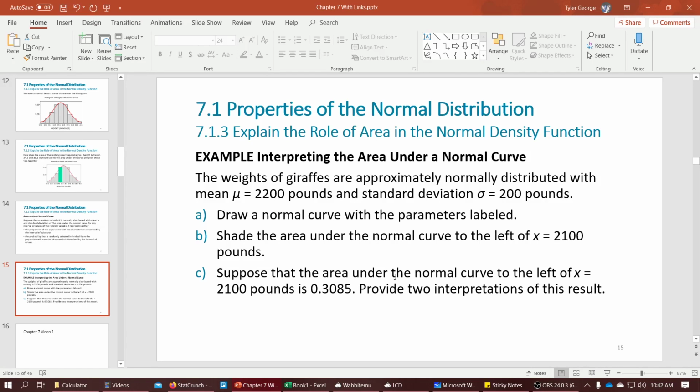We have two interpretations that we've talked about a lot. One is probability and one is proportion. One way to interpret this is that the proportion of randomly selected giraffes that have a weight less than or equal to 2100 would be about 0.3085. The other way to interpret it is, if we randomly selected a giraffe, the probability that its weight is less than or equal to 2100 pounds is 0.3085.